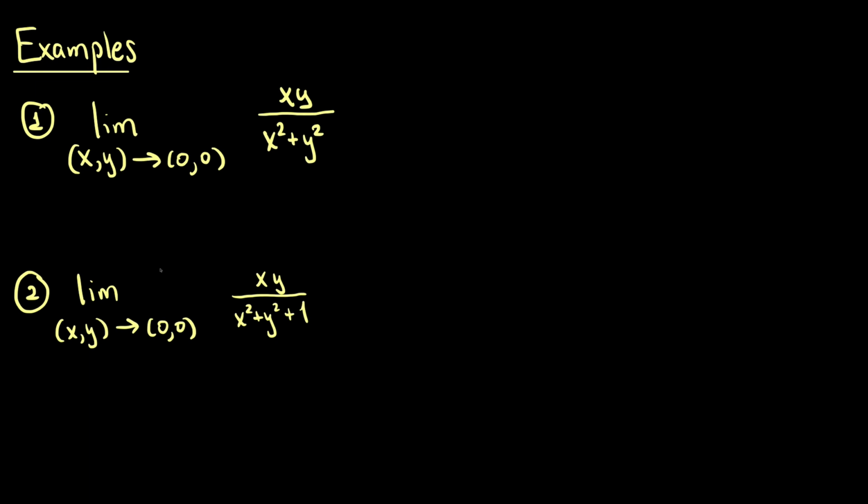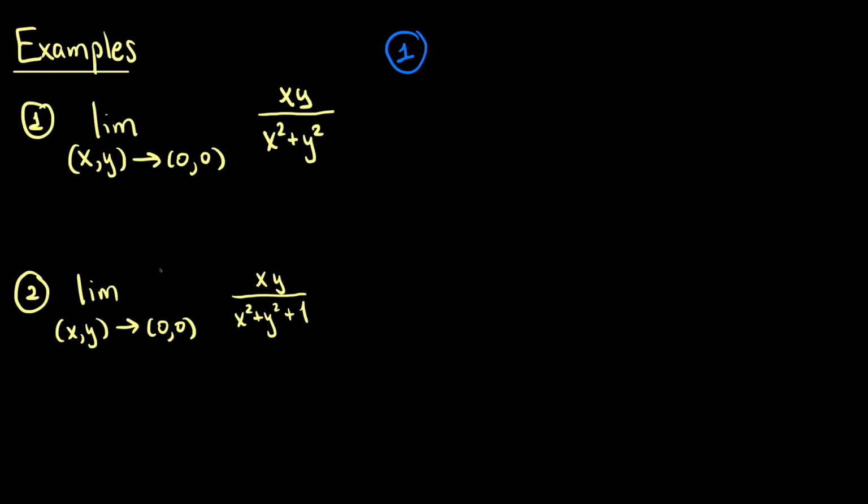Okay, finally, let's see a couple of examples all worked out. So let's look at the first one. We're asked to take the limit of a sequence in R2. We have x times y divided by x squared plus y squared.